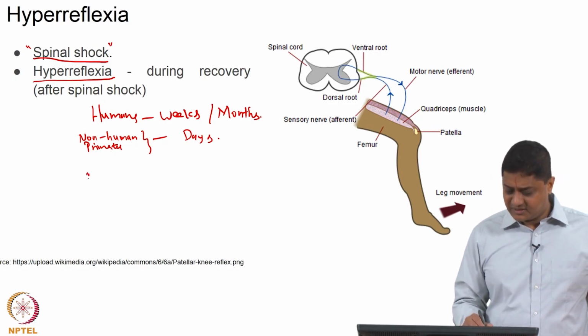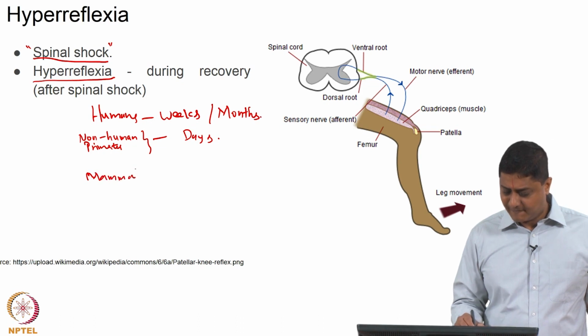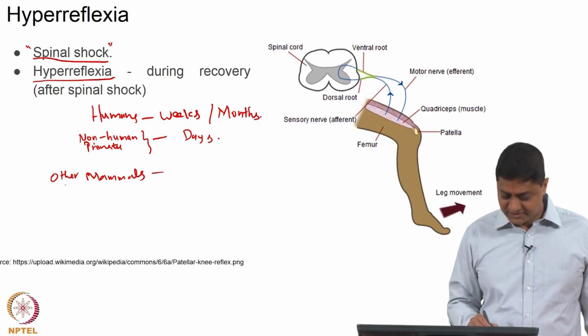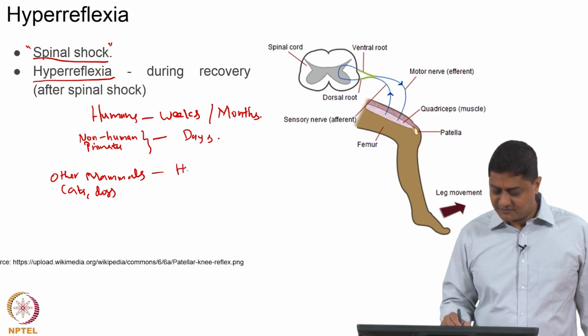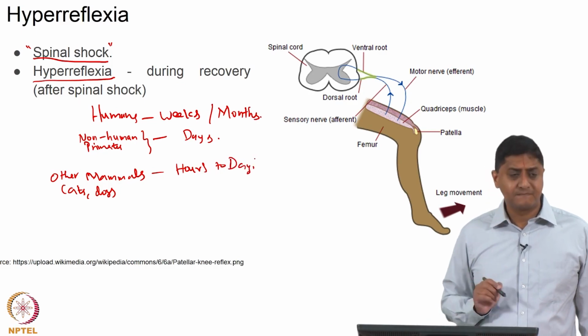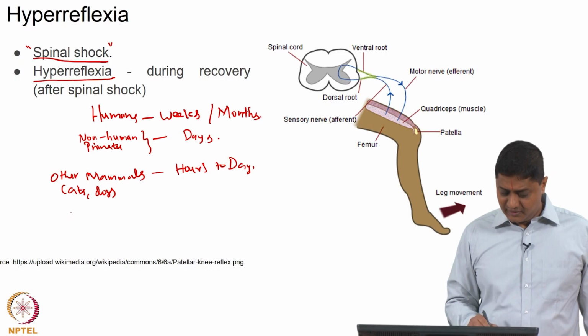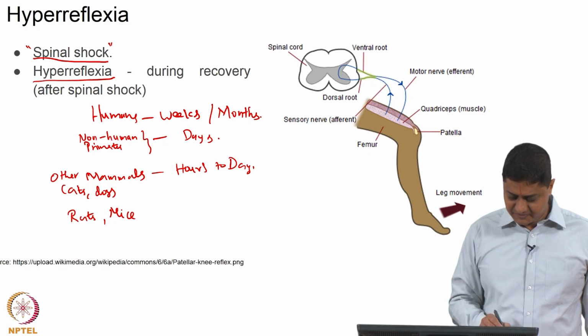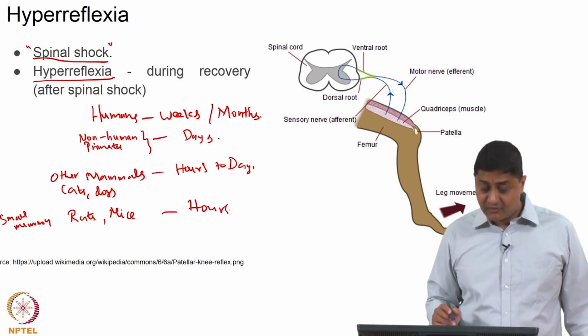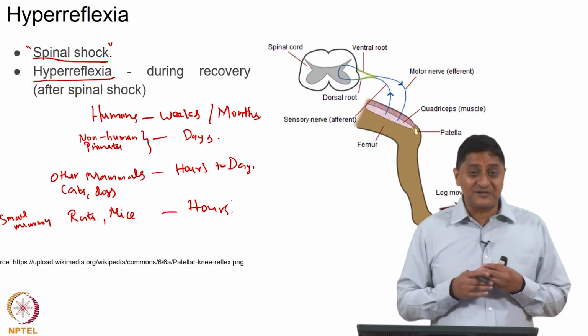In non-primate mammals, other mammals, that is cats, dogs, etc., recovery takes hours to days, maximum 1 day. In rats and mice, other small mammals, it takes hours, half an hour, 45 minutes. So, something must be special, something must be different.